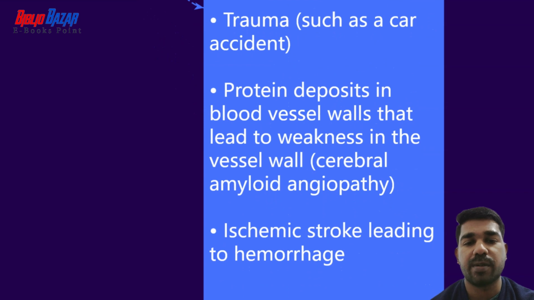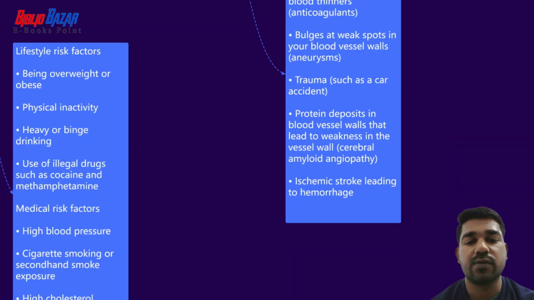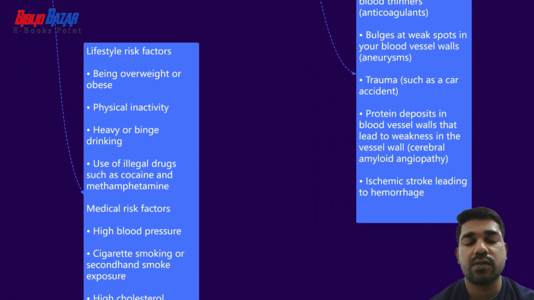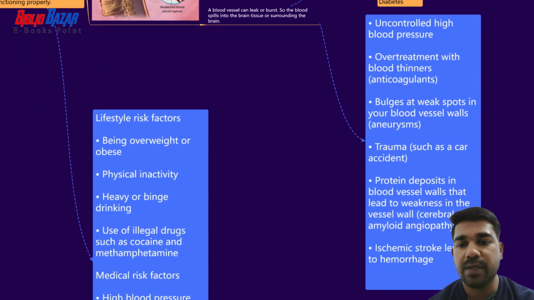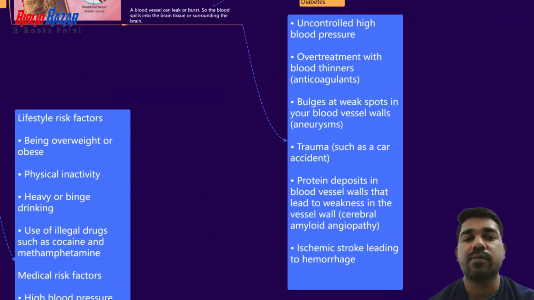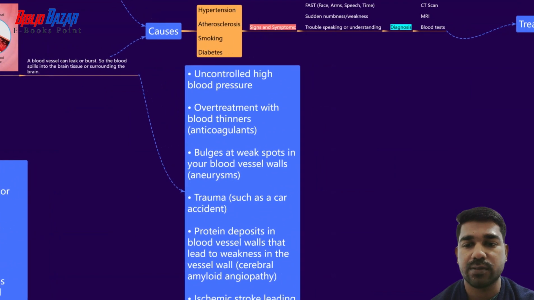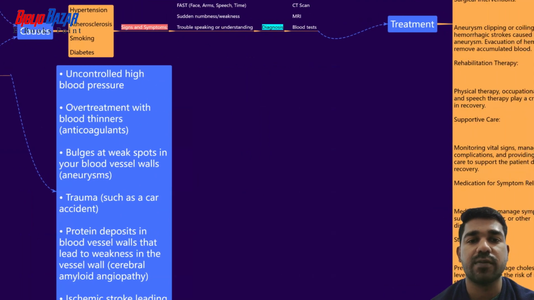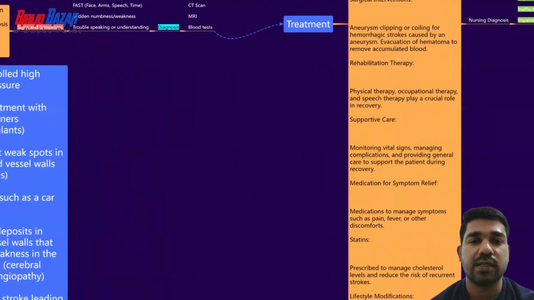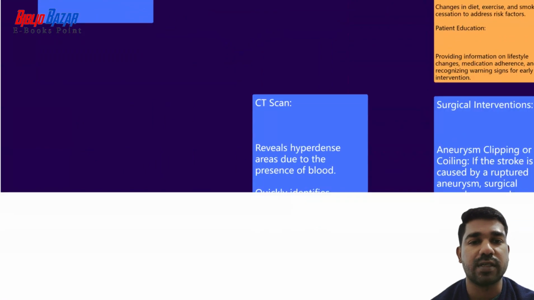Then protein deposits in the blood vessel wall lead to blood vessel weakening, and it will lead to stroke. Ischemic strokes also, maybe the clotted blood will obstruct the blood flow, so it may lead to stroke again. Okay. The signs and symptoms are the same as we discussed before, the FAST and the other weaknesses.